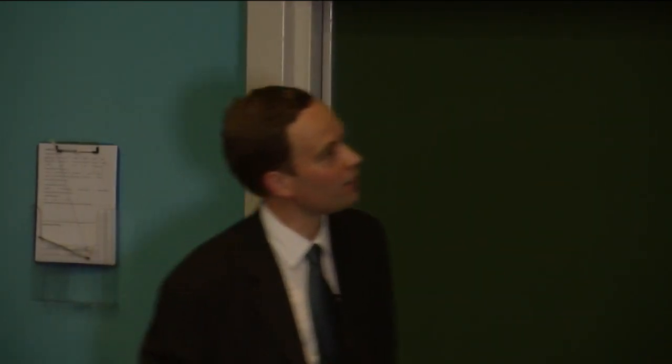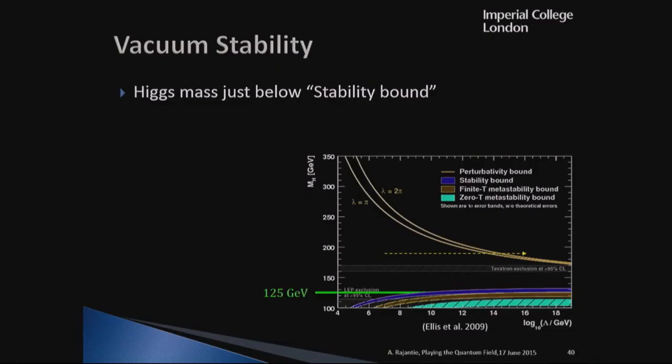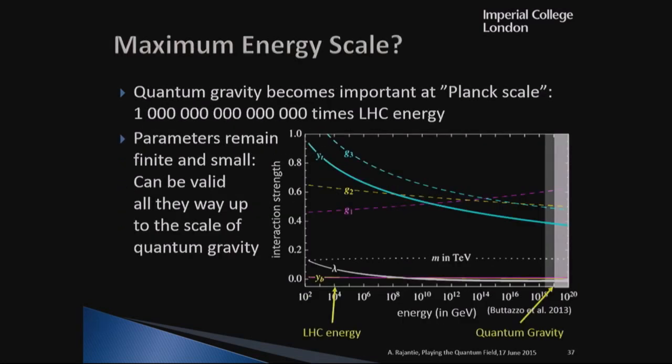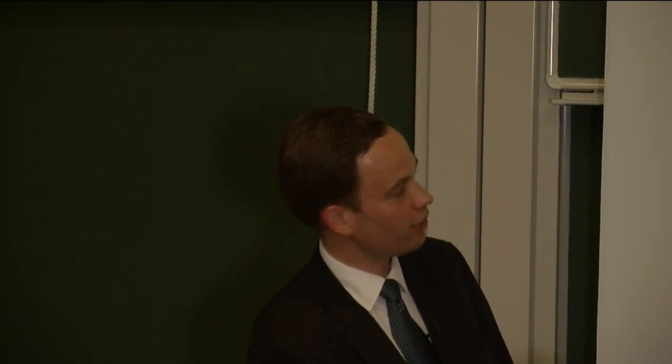Okay, and now let me move to these examples of where quantum field theory aspects can be or are important. And one of them is what we call the vacuum stability. And that's to do with the way the parameters of the standard model depend on the energy scale.